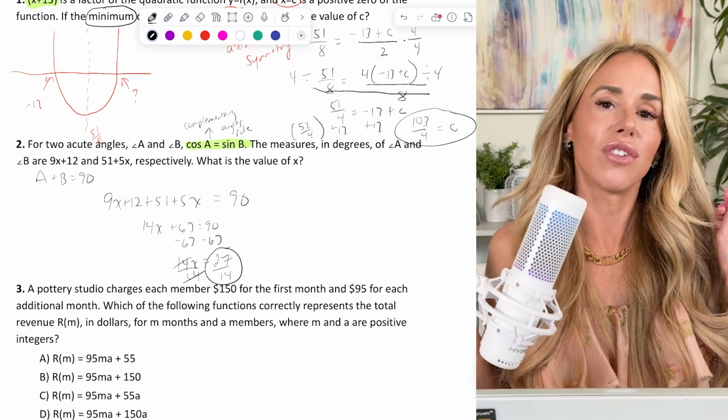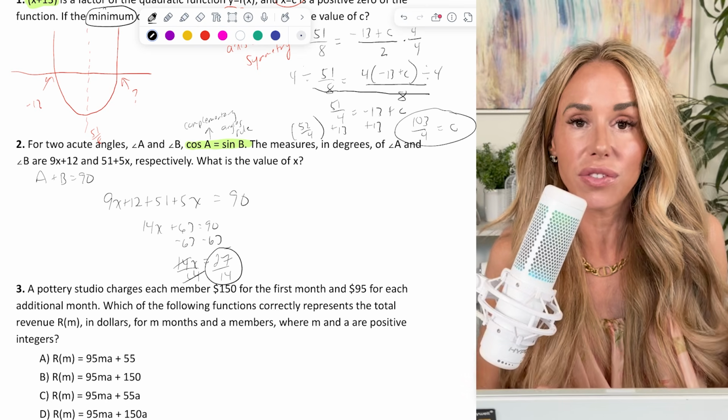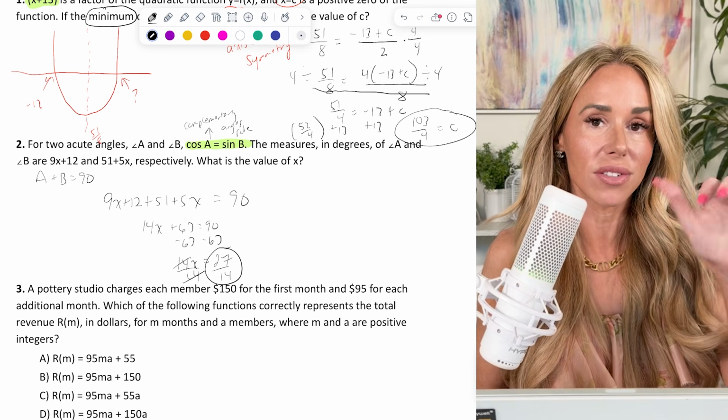Don't get sketched out if you get weird fractions. I can still fit it as an answer. I've got 5 spaces.